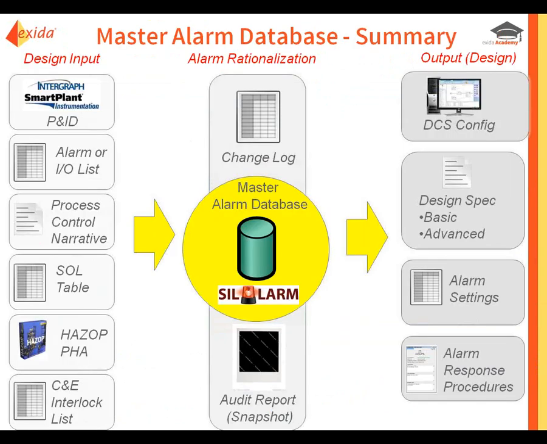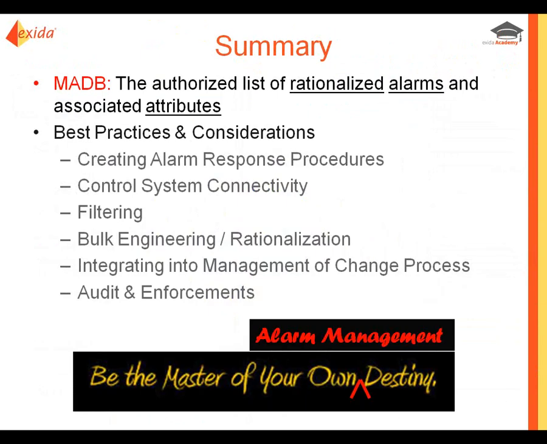So now we're kind of reaching the end of the webinar, the presentation. So just to summarize what the master alarm database is, it's the authorized list of rationalized alarms and their associated attributes, information that's populated from either the control system configuration or various data sources. That information, once rationalization is complete, the master alarm database can be used for design documentation. It can be used to update the control system configuration. It can be used to create alarm response procedures. It should be used to audit periodically the configuration that's running in the control system to maintain the integrity essentially of the system, and that it's running with the settings that it should be, or that you expect it to be.